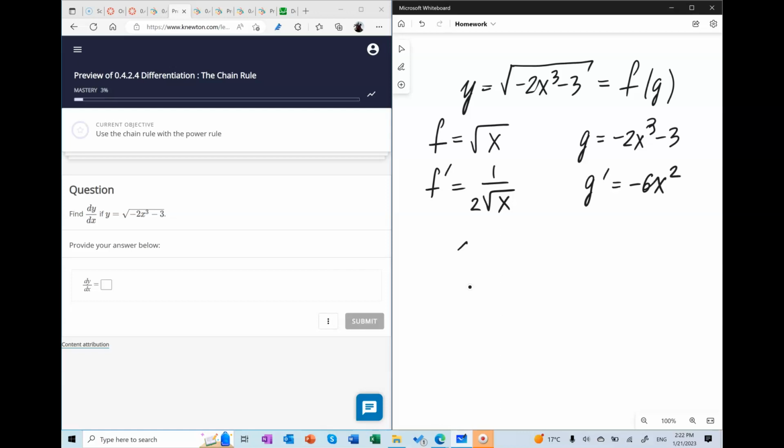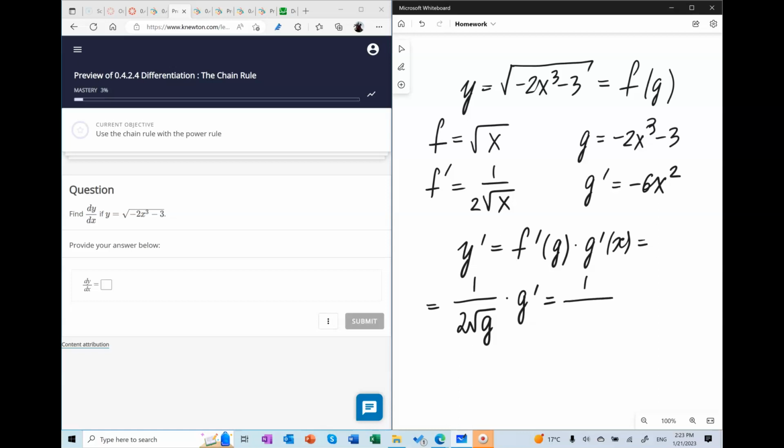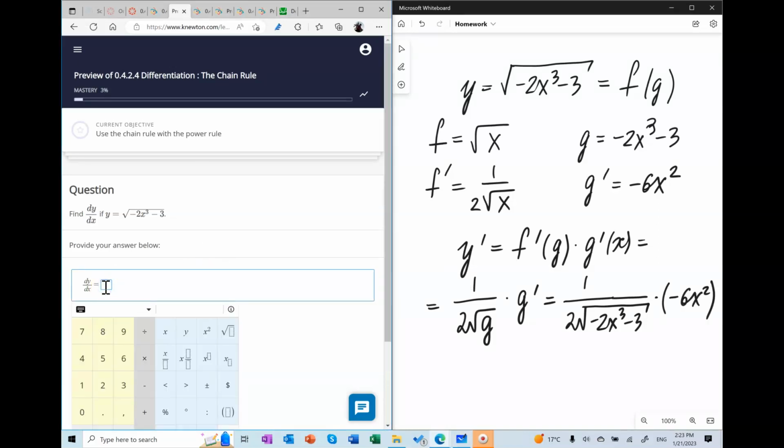And now we can apply the chain rule. So derivative of y is derivative of f with g plugged in multiplied by the derivative of g. So derivative of f is 1 over 2 square root of x, but remember, we're not plugging in x, we're plugging in g. So this is what the chain rule looks like in this case. 1 over 2 square root of negative 2x cubed minus 3 multiplied by g prime. So that's the answer to this question.